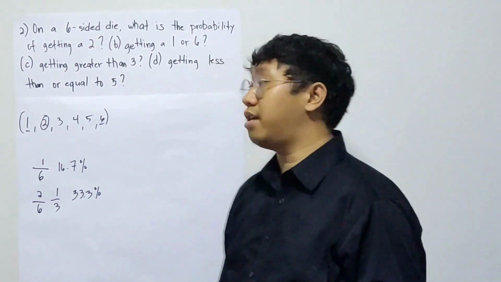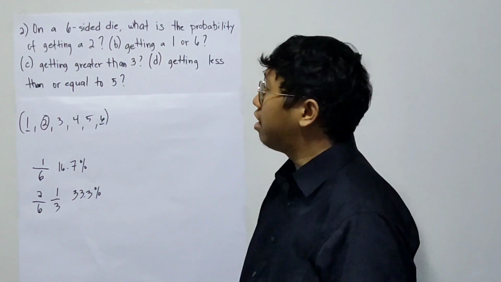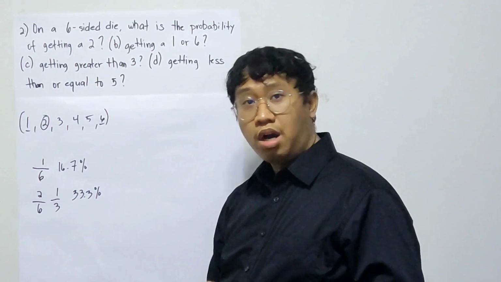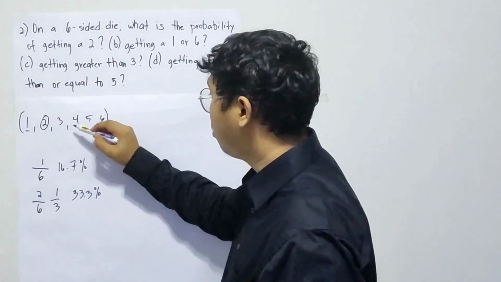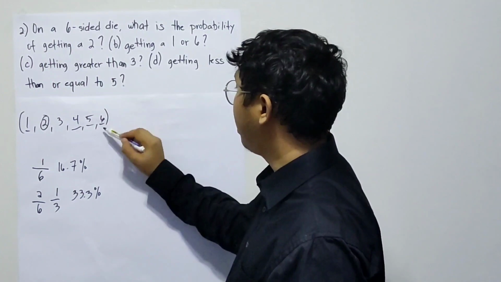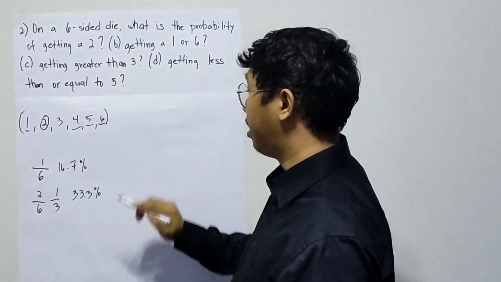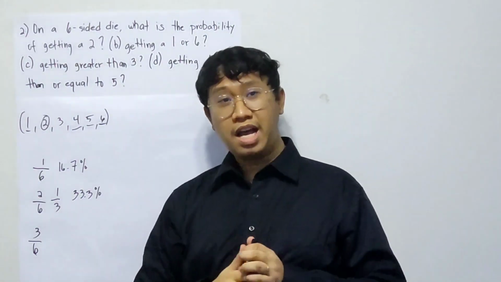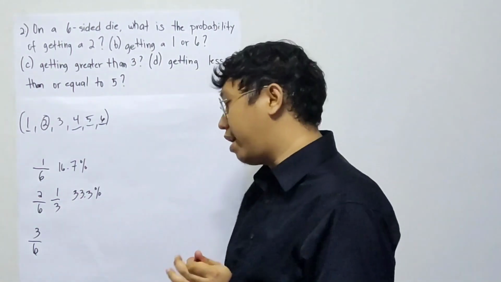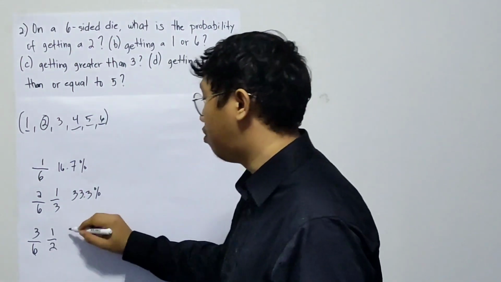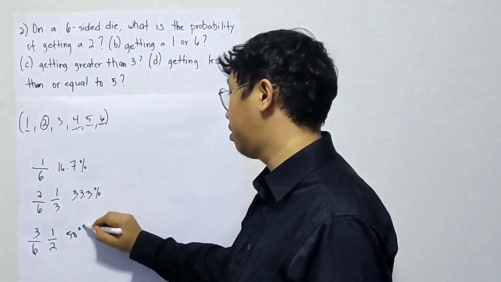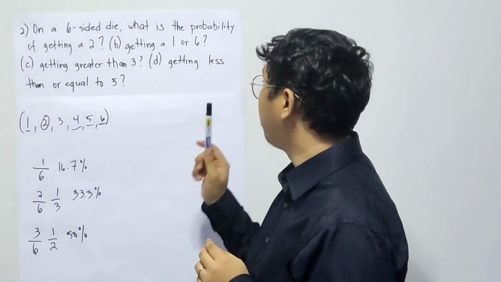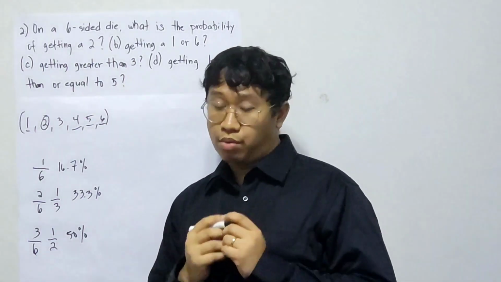Then how about knowing the chances of getting a number greater than 3? Looking at our sample space, there are only 3 favorable outcomes: the 4, the 5, and the 6, which are greater than 3. So the answer to this question is 3/6, or again, 1/2, or 50%.